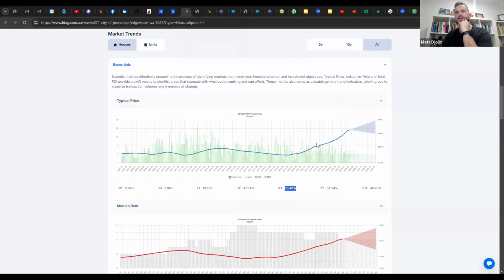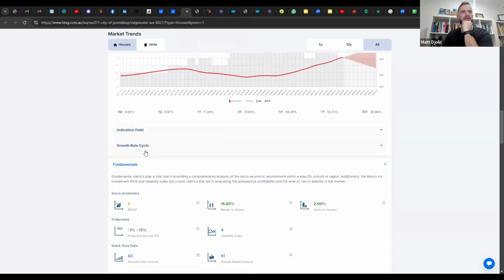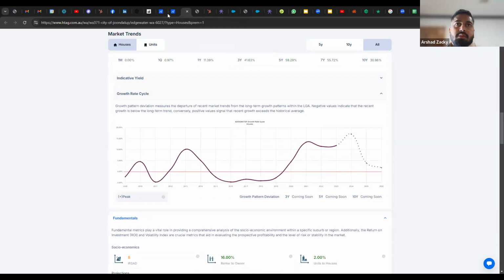While in Edgewater, well, you sort of see not as sharp, but you do see an increase, which is, I guess, reminiscent of WA. So further down, let's look at the GRC.